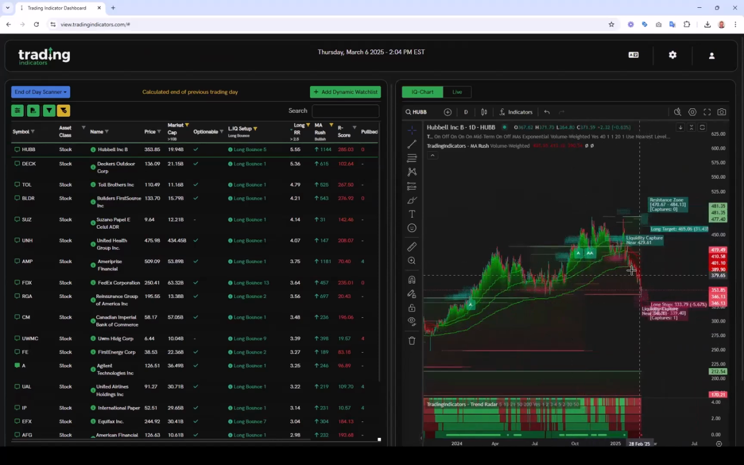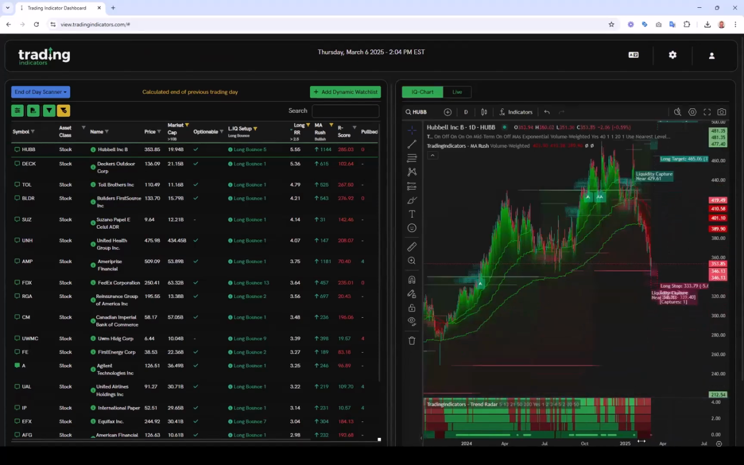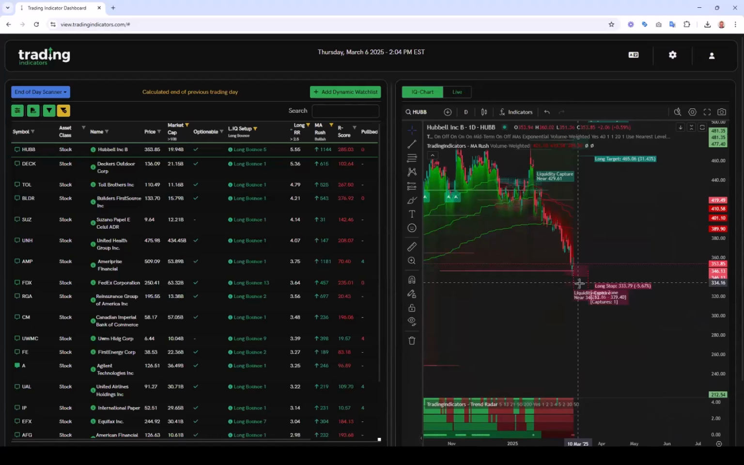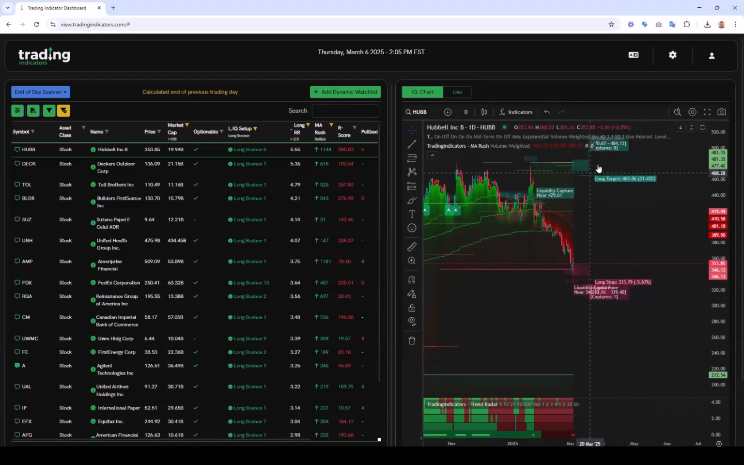But of course, because it was so deep, this gives us a great reward to risk ratio because our stop loss would be just below price here at 333.79, like 5% below current price. And our target would all the way be up here below our resistance level at 465, a 31% upside target. If you do the math, this would give us a 5.55 reward to risk ratio. Now, that's another way you could find interesting setups. And one more, just to round it off.